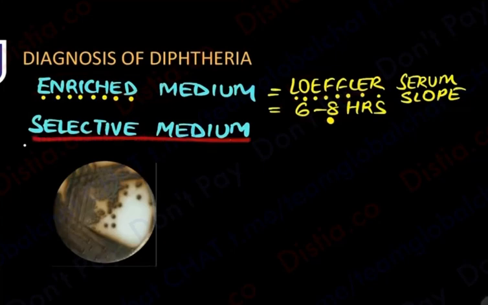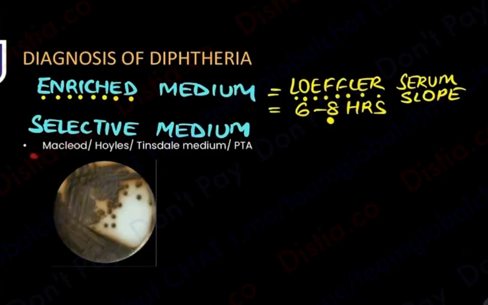But if I talk about selective media, firstly, there's a long list. There is a McLeod media, Hoyle's media, Tinsdale media, and PTA. Maximum chances of getting a question are these two. They all mean the same, minor variations.